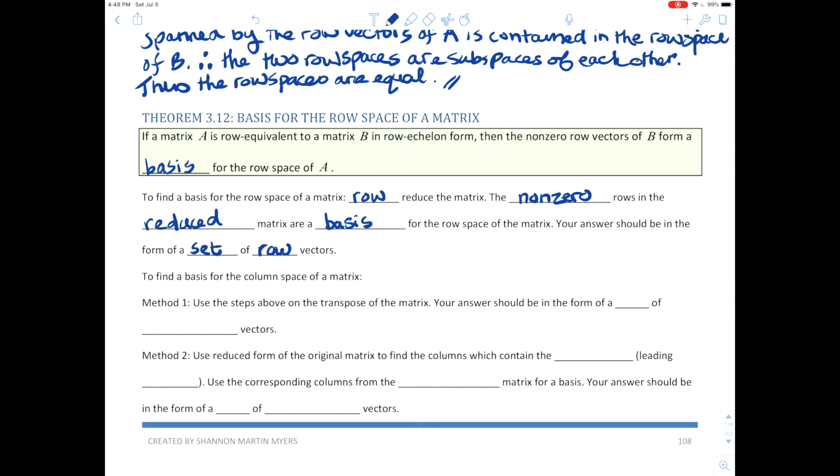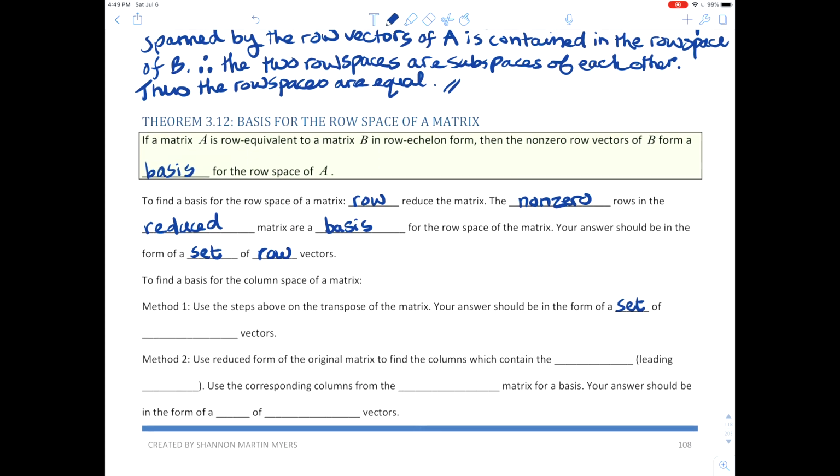Now, it's very important that if you row reduce the matrix to find this, you use the rows from the reduced form, not the rows from the original matrix, because you don't know which row is zeroed out. Okay, unless you were doing it by hand, and most of these will just use technology. To find a basis for the column space of a matrix, there's a couple ways you can do it. You can use the steps above on the transpose of the matrix. Your answer should be in the form of a set of column vectors.